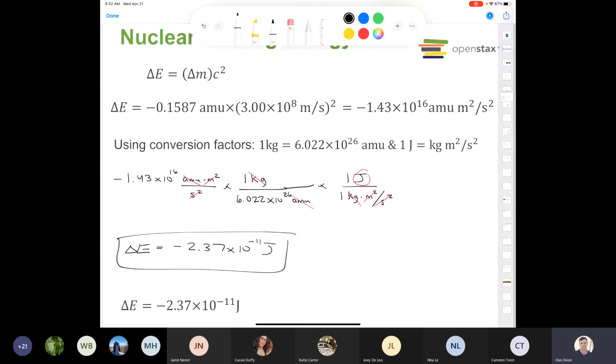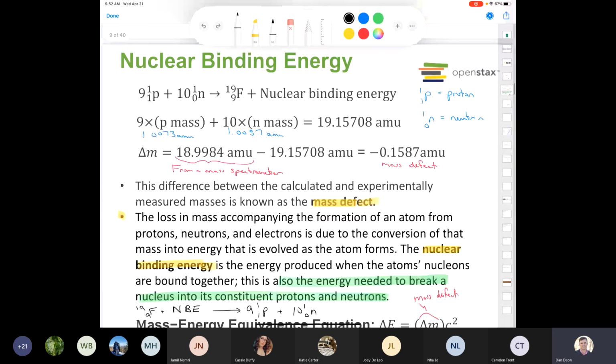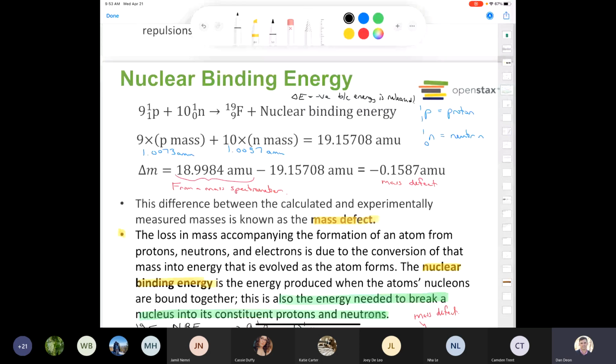that you see down here at the bottom. Now you might be thinking, come on, Mr. Dion, 2.37 times 10 to the negative 11. First of all, why is the number negative? Well, I wrote down the mass defect as being a negative number. And what that tells me is that when I bring those nuclei together, the nuclear binding energy, the delta E, is negative because energy is released. Okay, so energy is being released, and that is why I have a negative number.